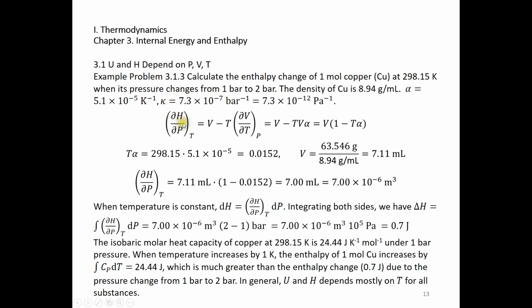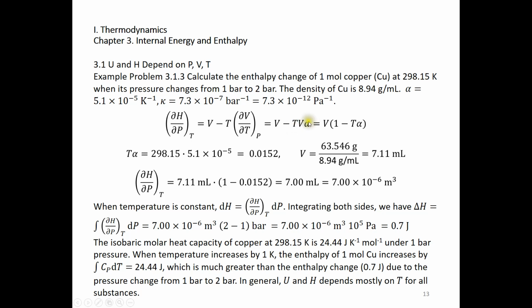So first, delta H over delta P is V minus T times delta V over delta T under constant pressure condition. This equation holds for all substances. We cannot prove this until chapter 5, so we'll just use this for all substances. And delta V over delta T is simply alpha times V based on the definition of alpha. Going from here to here, it's also exact for all substances.